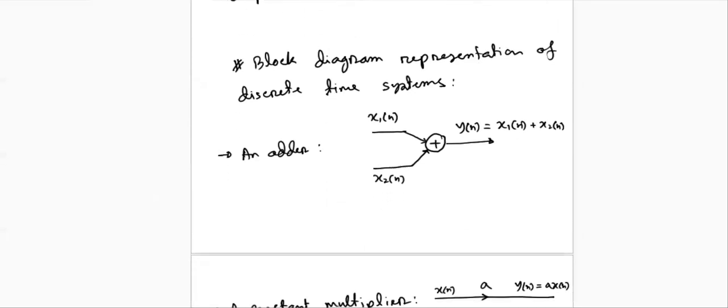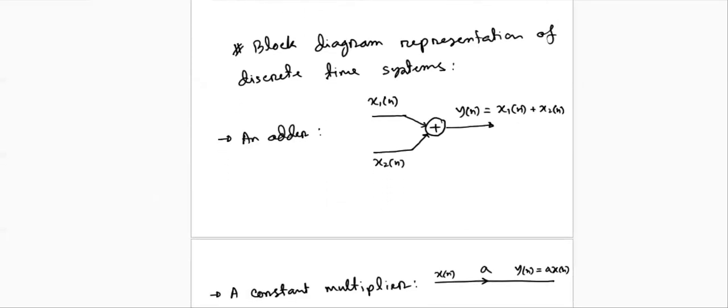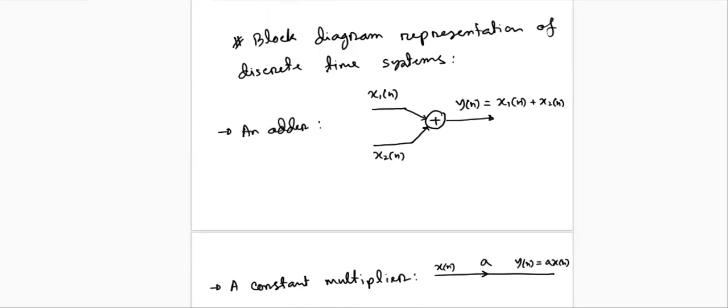This is the block diagram representation of the discrete system. We need this block diagram representation. Why should we know it? Because whenever the system is more complex, first of all you need to present it by a block diagram to understand the system. And then you can normalize or simplify your system as well.